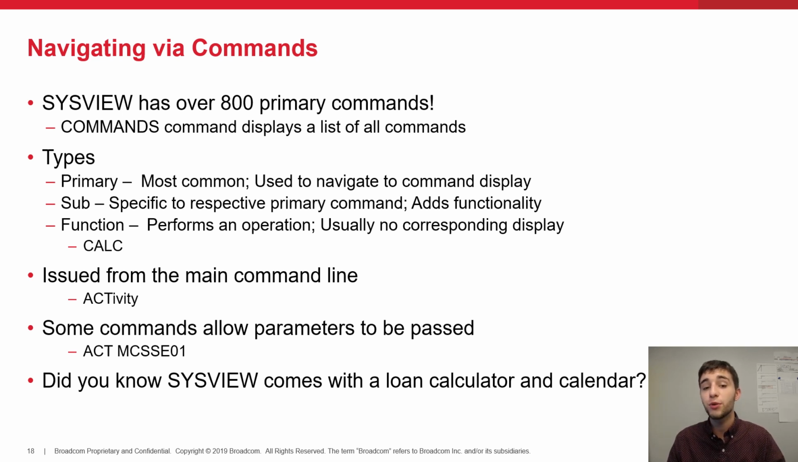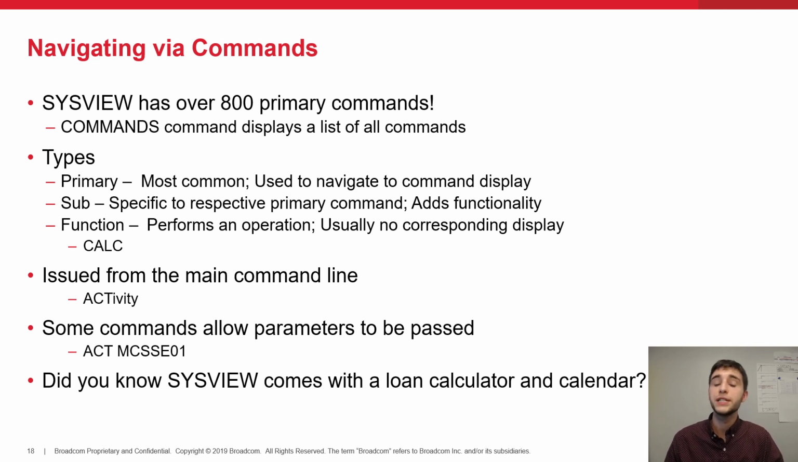SYSVIEW is a command-driven product, meaning that you enter commands in order to take action. Overall, there are over 800 primary commands, which can be a lot to keep track of. Within SYSVIEW, the commands command can be used to display a list of all commands. There are three different types of commands, with the most common being primary commands. Primary commands are used to navigate to different displays, which will display information specific to whatever function the primary command should perform. There are also subcommands, which are specific to primary commands. These subcommands allow for additional functionality on the given primary command displays.